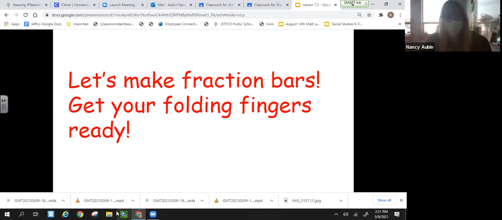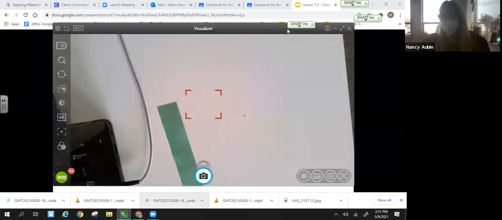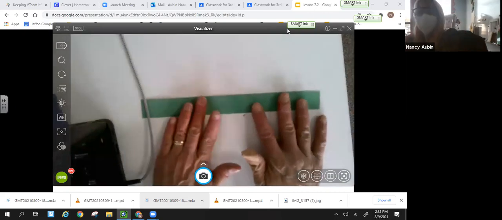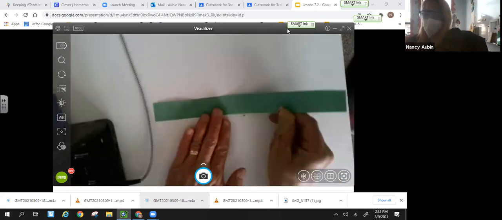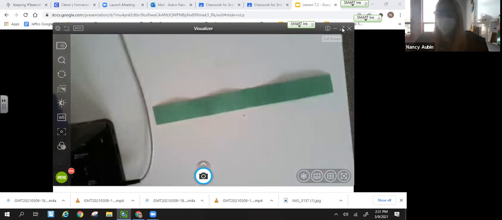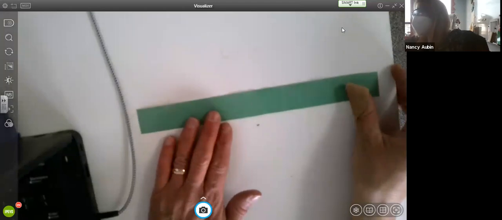So I'm going to go ahead and use my document camera. You are going to use this green strip and we are going to divide this in half. So watch first. Ready, August? Watch and look and listen and learn. We're going to divide this in half into 2 equal parts. Any ideas, Lucas, how I might do that? How might I do that?